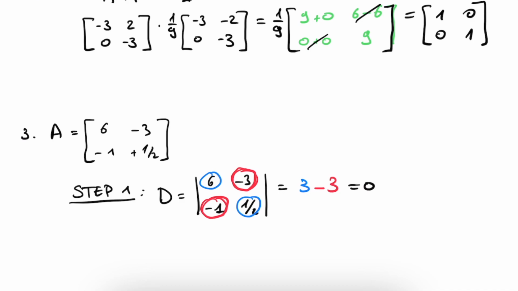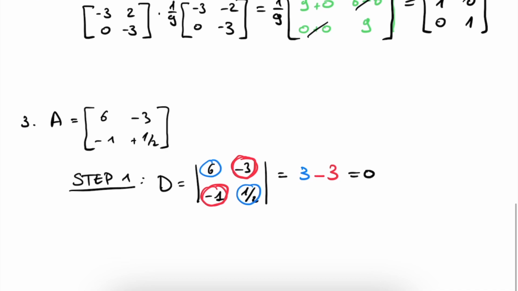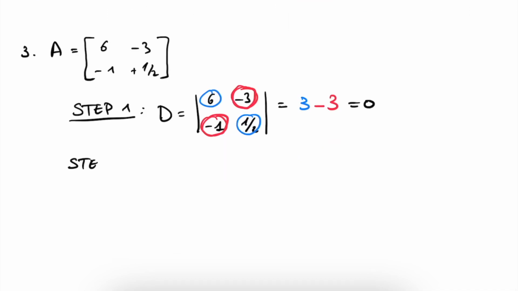And if you watched my previous video on determinants, you know that we could have already seen this beforehand, because this row is exactly minus 6 times this row. And if one row or column is the multiple of another one, then the determinant will always be 0. The second step is to calculate the inverse matrix.